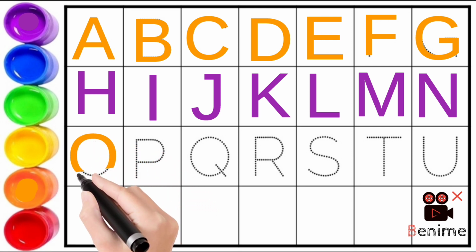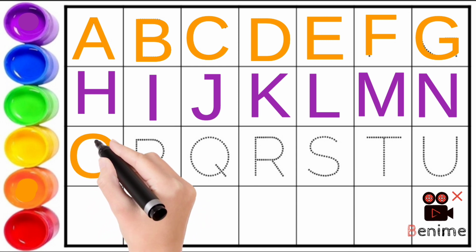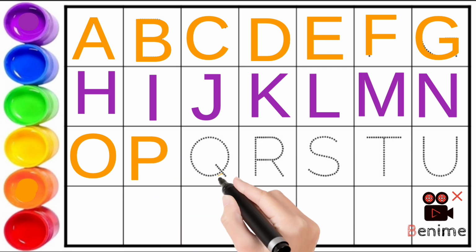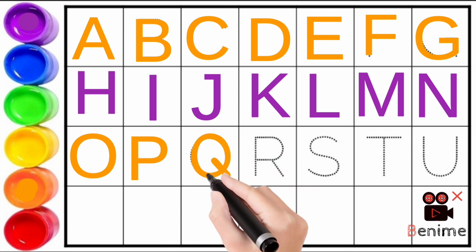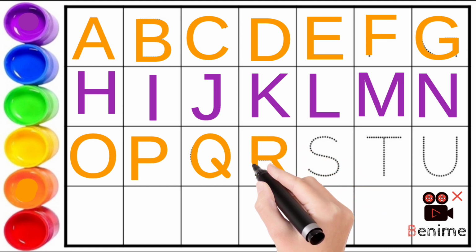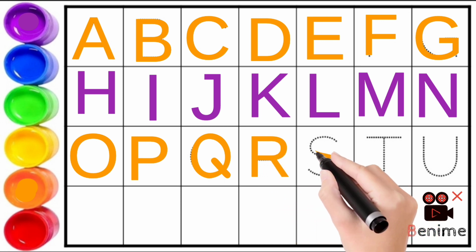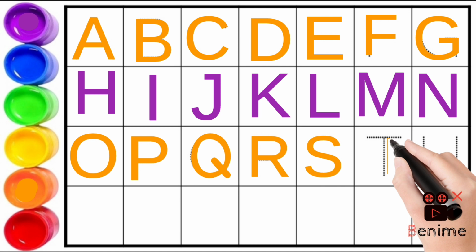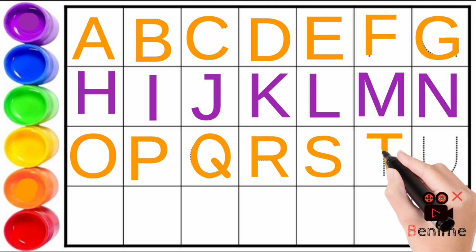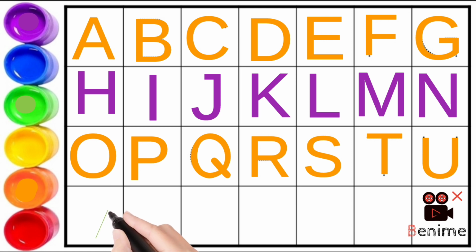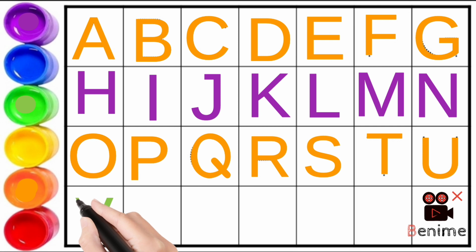O. O for orange. P. P for parrot. Q. Q for queen. R. R for rabbit. S. S for star. T. T for telephone. U. U for umbrella. V. V for van.